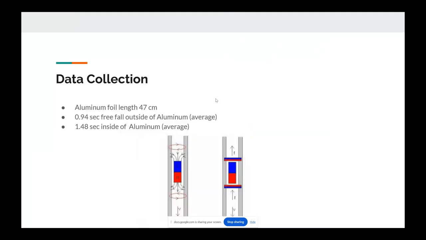So here's some basic data collection that we did. We collected the length of the tube, which is 47 centimeters. And then it was 0.94 seconds for free fall outside the aluminum. This was an average of a couple of test runs, and then 1.48 seconds inside the aluminum tube.